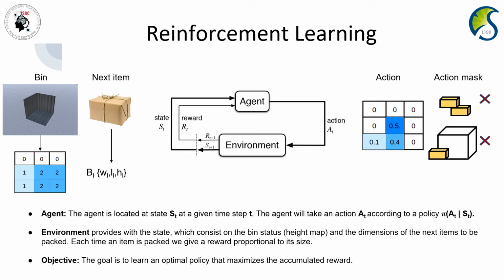More particularly to our problem, the state is defined by two qualities, the bin status and the next items to be packed. The bin status is defined by the height map of the bin. The action, on the other hand, is the location where the next item will be placed. Also, to avoid instabilities, an action mask is defined in order to remove the locations that are invalid.